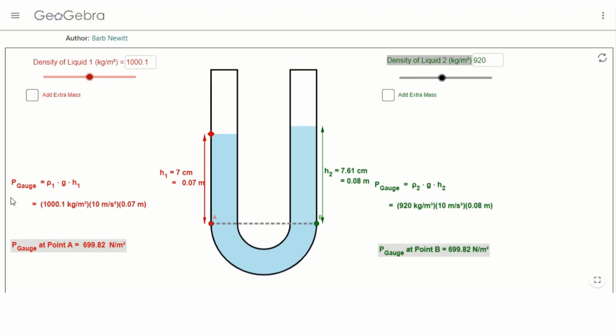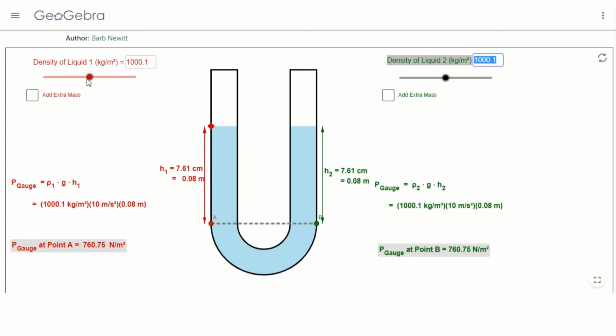So anything you need to know about U-tubes and pressure tubes can be done in this GeoGebra simulation. So here is an example of a U-tube. Okay, let's say I set the density to be the same, 1000.1. How about that? Okay, the theory is this. If the density of the liquid is the same, then it should be evenly distributed across the tube. Makes sense, okay? So what is this P gauge thing here? Let's play around with it.